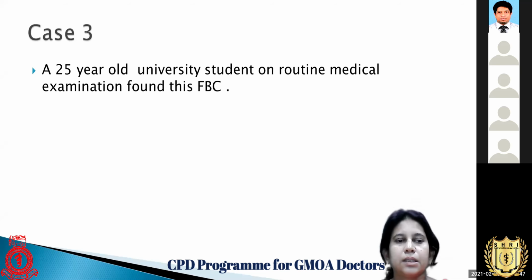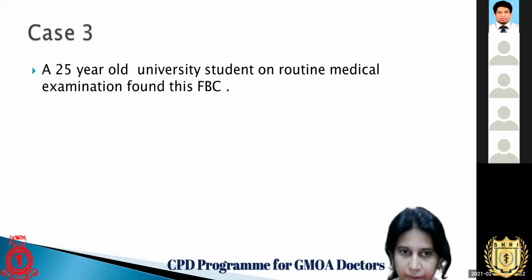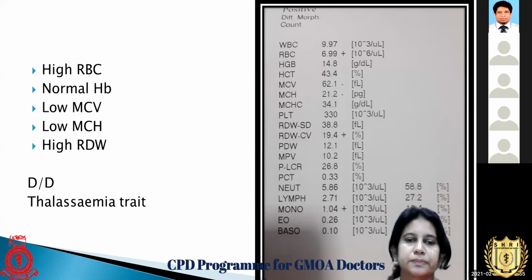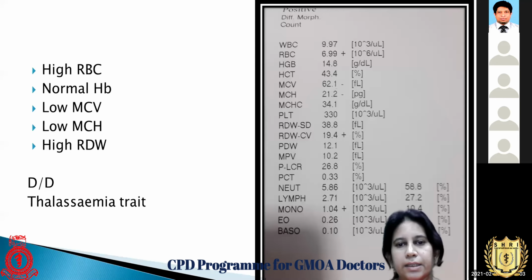Okay, case number 3. A 25-year-old university student on routine medical examination found this full blood count. WBC 9970, which is normal. RBC 6.99, which is very high. Hemoglobin 14.8, that is normal. Hematocrit normal. MCV 62, MCH 21. You can see the minus marks here, very low values. MCHC normal. We go on to platelets, normal count.